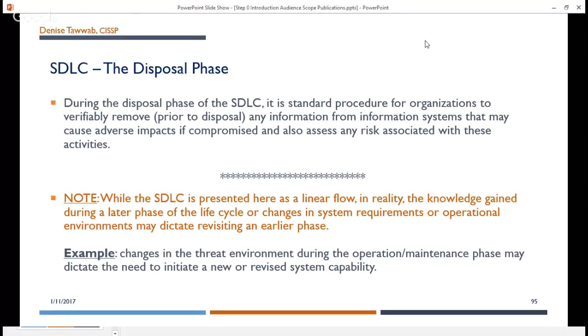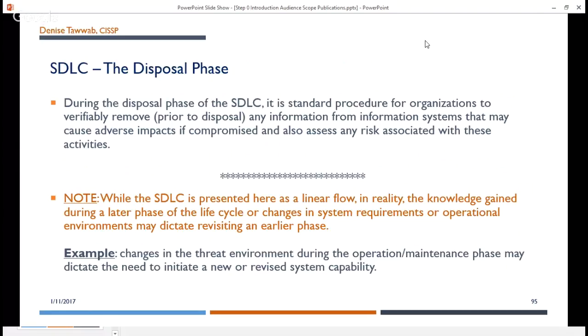And then finally, we get to the disposal phase of the SDLC. And during the disposal phase, it's standard procedure for you to verifiably remove any information from information systems that could cause negative effects if compromised, and also assess any risk associated with these activities.